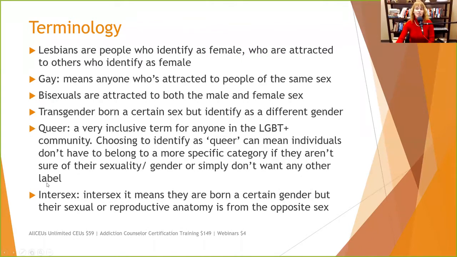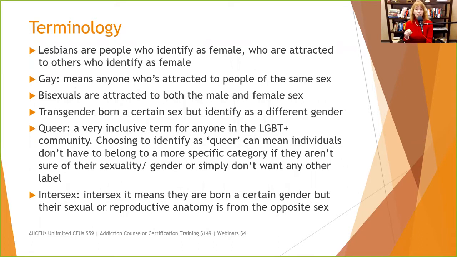Lesbians are people who identify as female and are attracted to others who identify as female. Gay means anyone who's attracted to people of the same sex, so gay can be male or female. Bisexuals are attracted to both males and females. Transgenders are born a certain sex but identify as a different gender. Queer is actually a very inclusive term for anyone in the LGBT plus community.